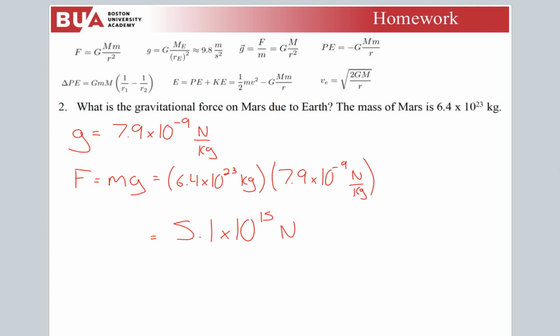So if you know the value of the gravitational field, that's the same as saying you know little g. We've always known the value of Earth's gravitational field near the surface, 9.8. Now we're just saying we can calculate it anywhere. So the gravitational field from Earth at Mars is 7.9 times 10 to the minus 9, so just multiply by the mass of Mars.